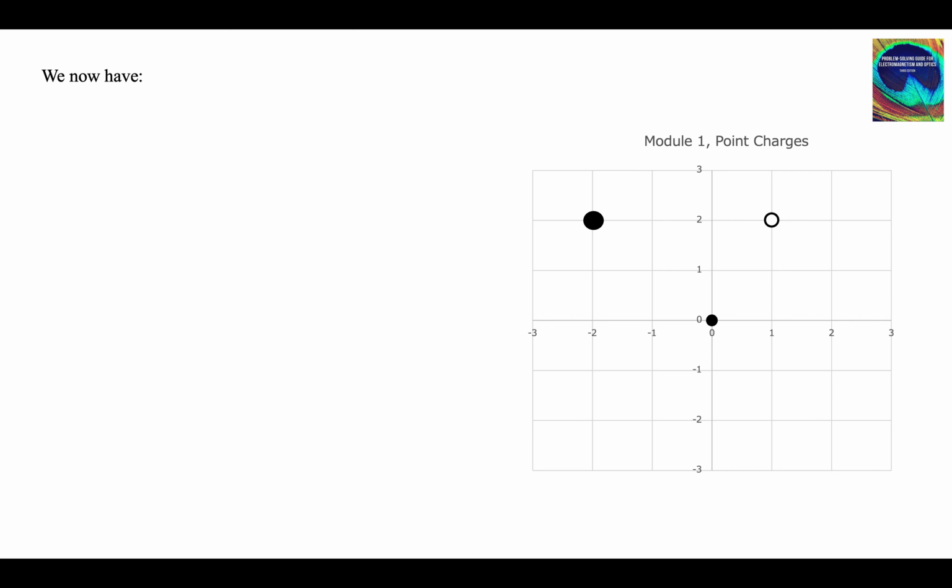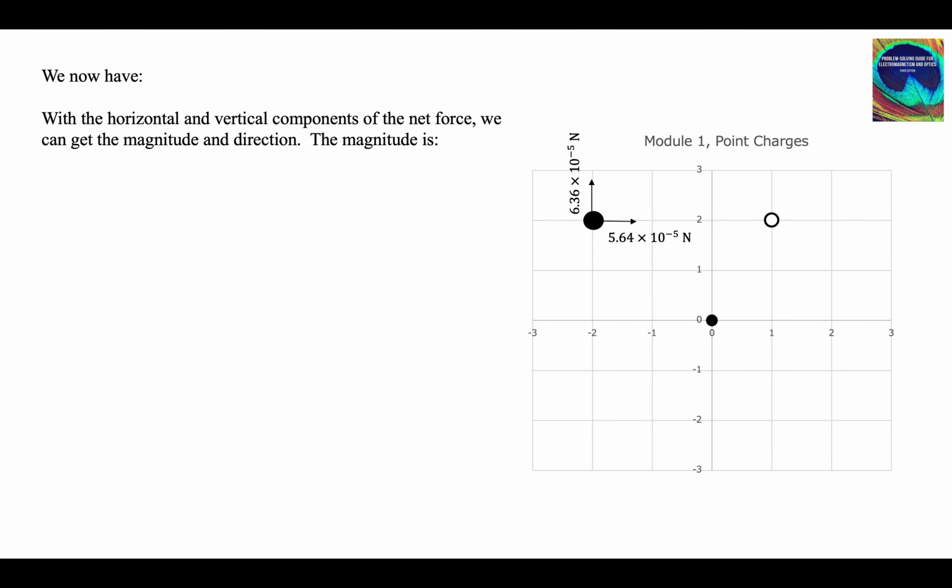So, what we've done is we had those two vectors, and now we have the x and the y components. And the reason why we did this is now we can use the Pythagorean theorem to get the magnitude of the vector, and we can use arctangent to get the direction of the vector. So we have the horizontal and vertical components. The net force is the square root of f sub x squared plus f sub y squared, and we get 8.5 times 10 to the minus 5th newtons, something like that, in that direction. We have the net force.